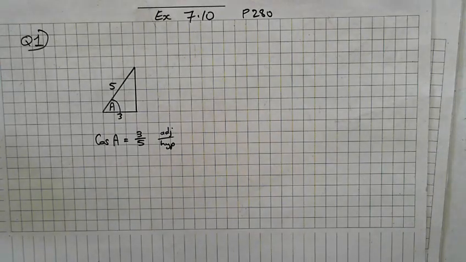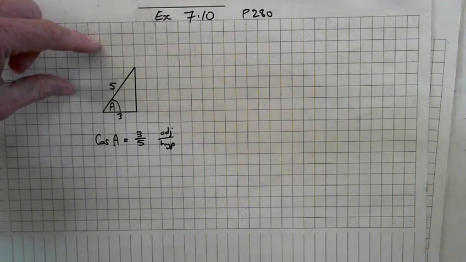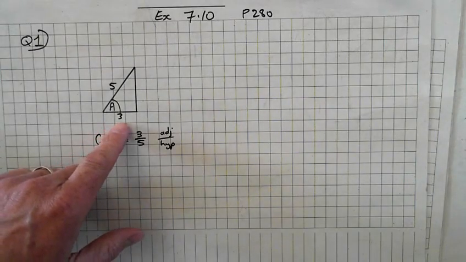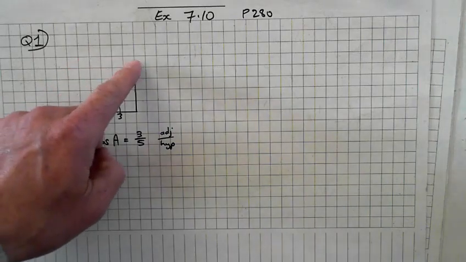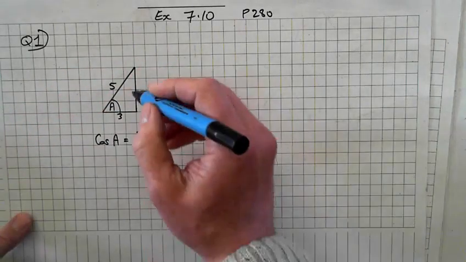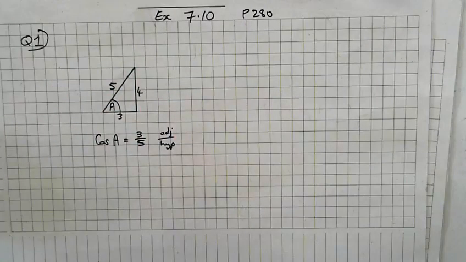Pythagoras theorem, the square here is 25. The square here is 9. 9 from 25, 16. 4. Alright.